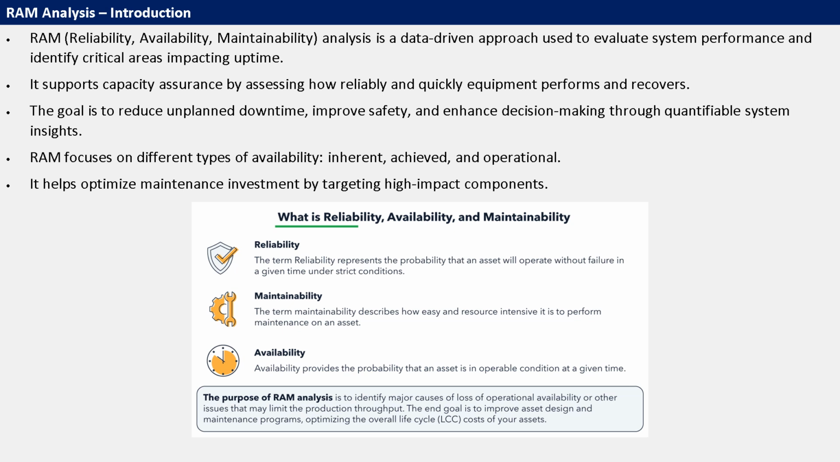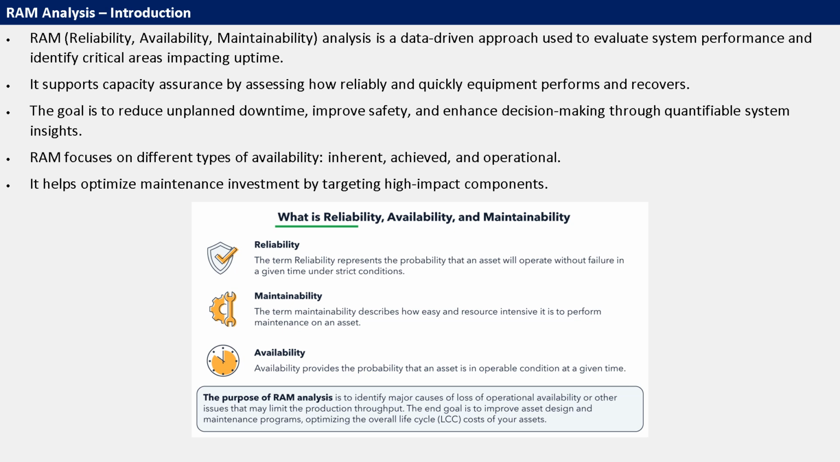4. Strategic application of RAM. The ultimate purpose of RAM analysis is to support smart, targeted decision-making. Which equipment should be upgraded for the greatest impact? Where should redundancy or spares be added? How can maintenance intervals be adjusted for better uptime and lower cost?